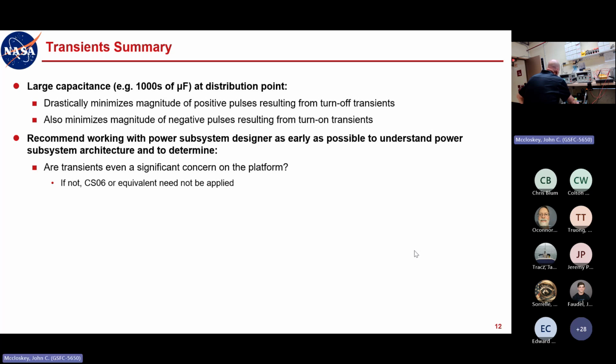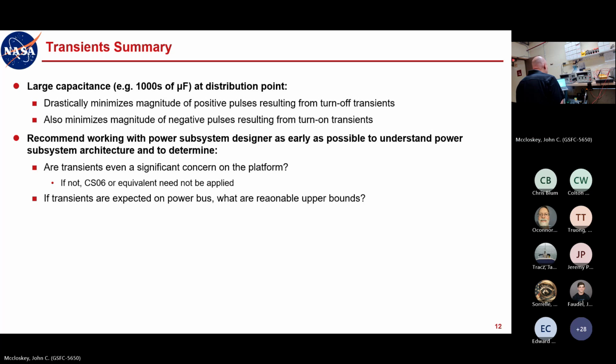We did not apply it on RST for that reason, because that's an in-house program. It has the kind of architecture I just described, and we worked with the power team early on. They did some analyses and said, yeah, these kind of transients are not going to be a significant concern.